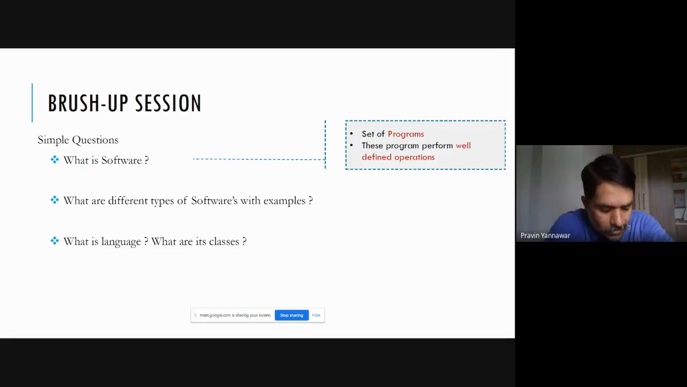System software is software which directly interacts with the hardware of the system, and it is particularly useful for the management of resources. To give an example, operating system. Siddharth said Windows. Windows is system software, that's right, but the class of that system software is operating system. So the operating system is the system software which interacts with the hardware of the computer and is responsible for management of all the resources required.